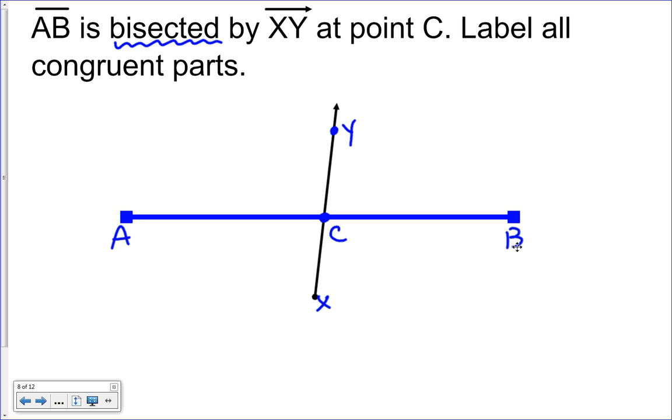Now what's super important here is the congruent parts. AB is what was cut in half. So when you mark your congruent parts, you know that AC is congruent to CB. You do not know anything along XY because I don't know if XY was cut in half at all. I don't know really anything about that. I do know that AB was cut in half, so the only congruent marks you should have on this one are along AB.